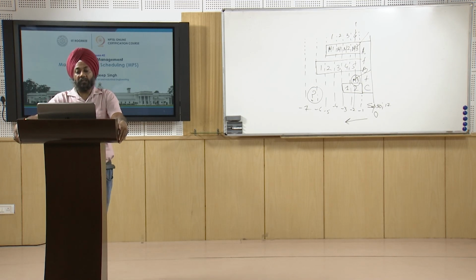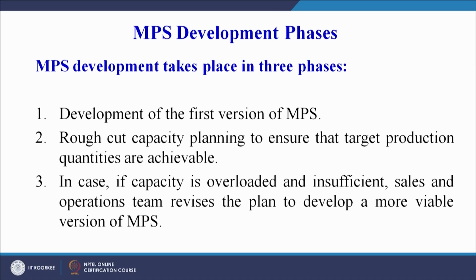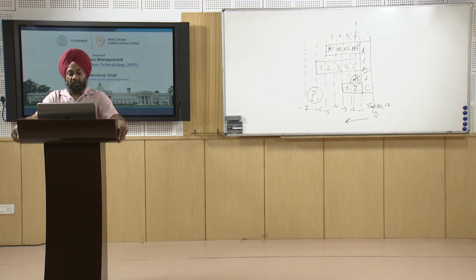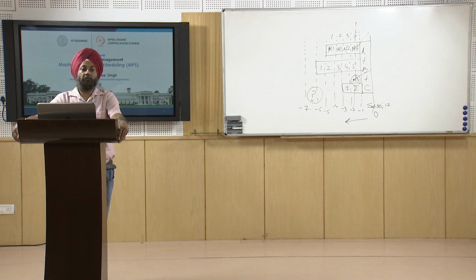Now, MPS development takes place in 3 phases. So 3 stages or 3 phases are to be taken into account. The first one is development of the first version of the master production schedule, with rough cut capacity planning to ensure the target production quantities are achievable. Now, where are we getting the target production quantities from? From the demand data which is provided by the sales department. In case the capacity is overloaded and insufficient, the sales and operations team revises the plan to develop a more viable version of the master production schedule.